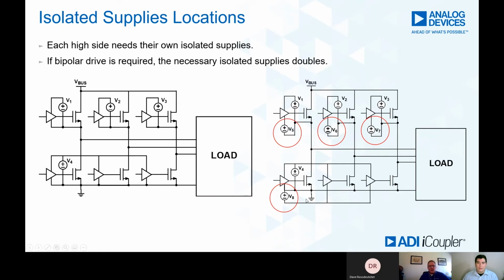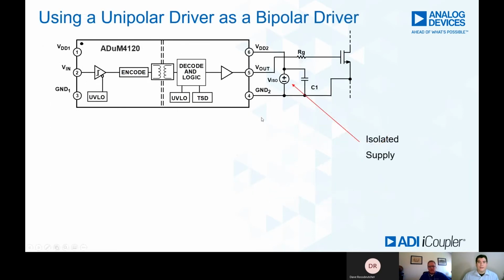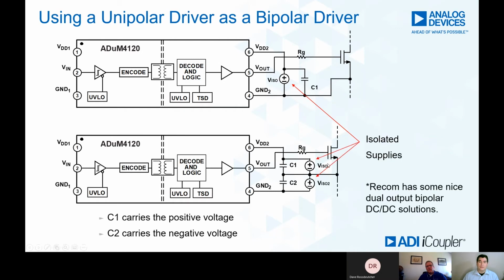Yeah, okay. Now, are there easier ways to implement a bipolar drive level from, say, a single unipolar device? Yeah, let me try to kill 2 birds with 1 stone here. We're going to use the ADUM4120, which you remember is natively unipolar. And right now we only have 1 isolated supply. But if we want to turn it into a bipolar drive, we can offset it from what the power device is by using 2 separate isolated supplies, much like earlier.